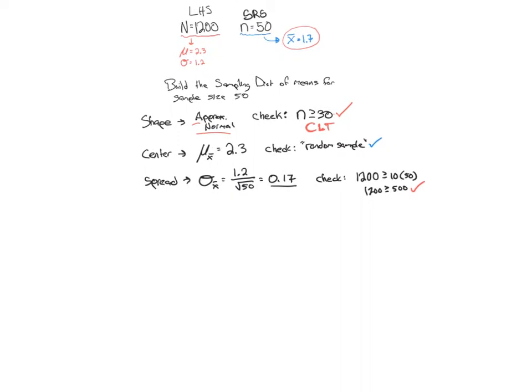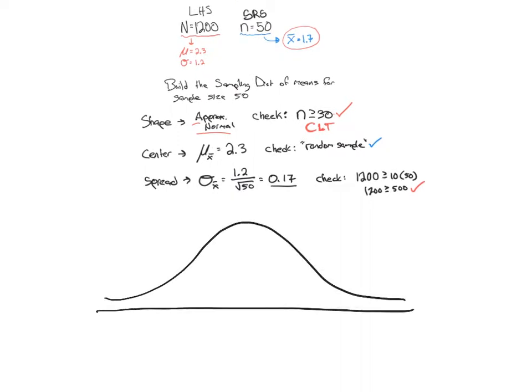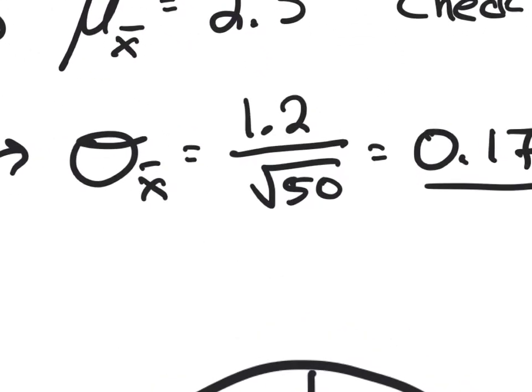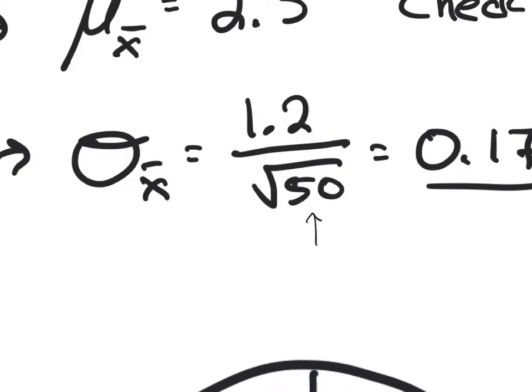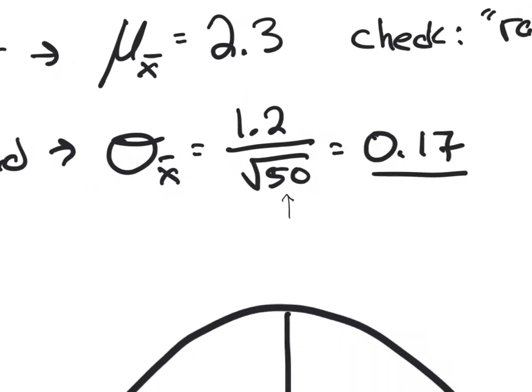Okay, so now having all that knowledge, let's actually build this thing. So let's do this. 2.3, that's that right there. And then we know that these would be a certain length. Now, here's what I want you to understand: if I increase the sample size, look at this, guess what happens to my standard deviation? It continues to get smaller and smaller.